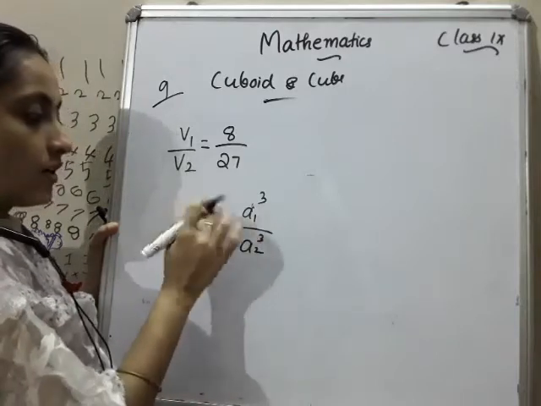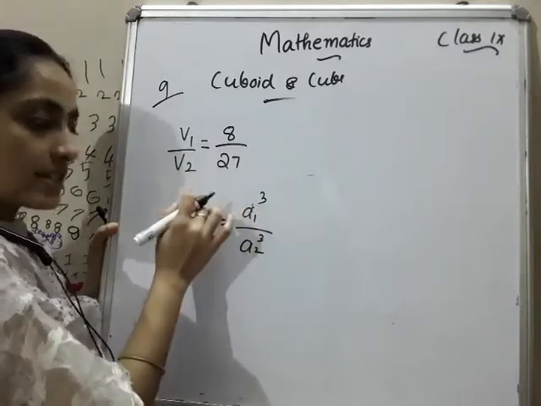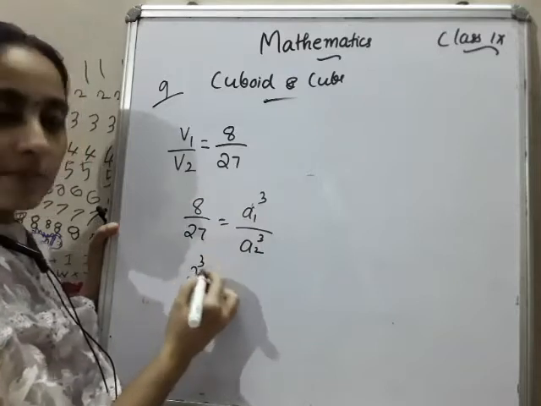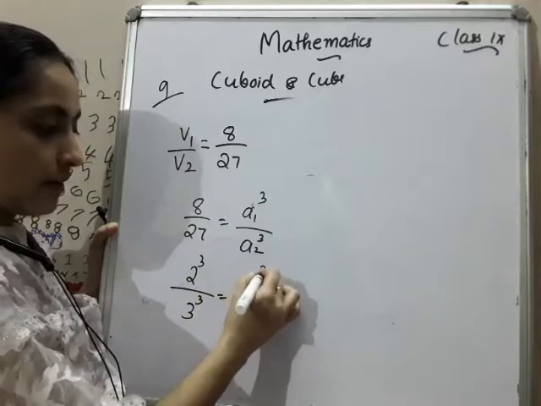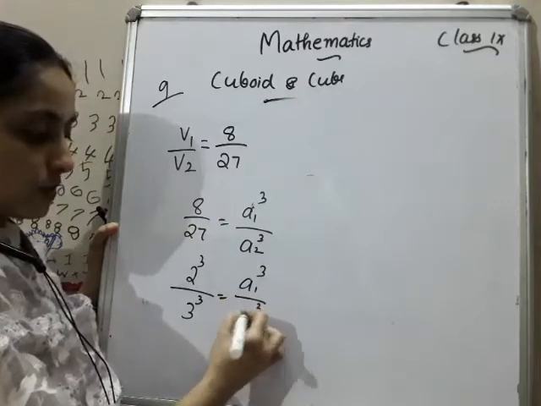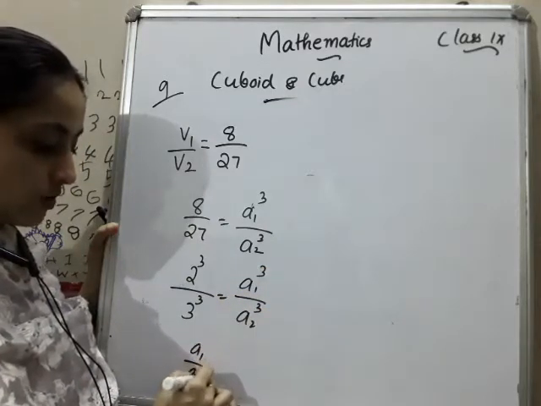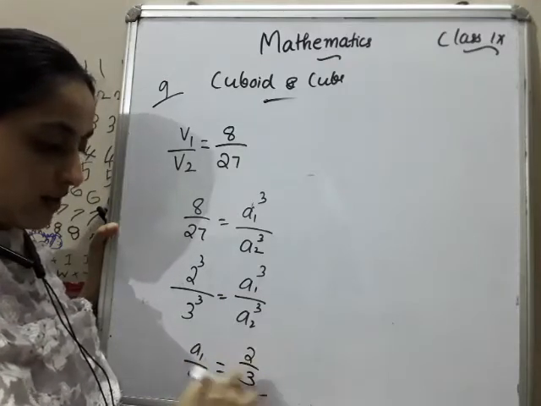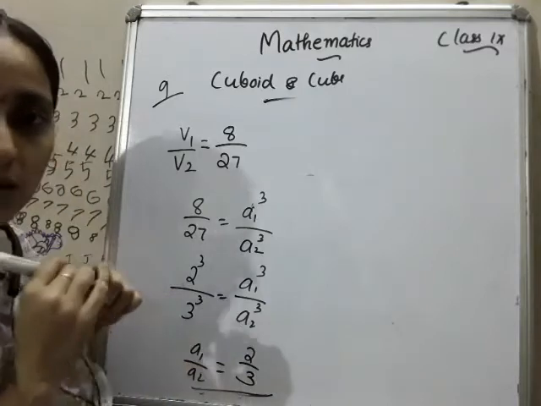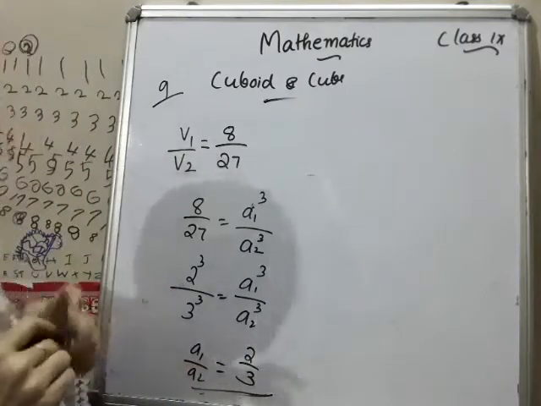So instead of this, 8 can be written as 2 cube, and 27 as 3 cube. 2 cube by 3 cube is equal to A1 cube by A2 cube. So you can write A1 by A2 is equal to, taking the cube root on both sides, 2 by 3 is our answer. The ratio is 2:3. Okay, hope you clear this question.